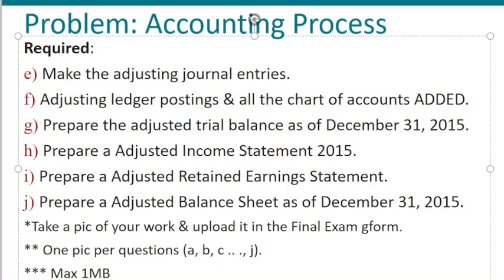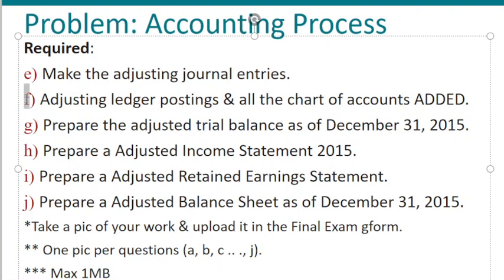Take note. Take a picture of your work and upload it in the final exam Google form. One letter or one question at a time. For example, letter E, question, here. Make the adjusting journal entries. Take one picture of all your answers. If you have 5 pages, then combine all the 5 pages into one picture.